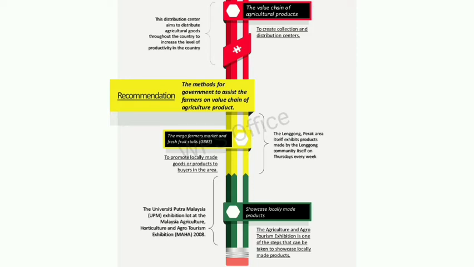Thirdly, showcase locally made products. The agriculture and agro-tourism exhibition is one of the steps that can be taken to showcase locally made products. For example, the Universiti Putra Malaysia UPM exhibition lot at the Malaysia Agriculture, Horticulture and Agro-Tourism Exhibition MAHA in 2008.